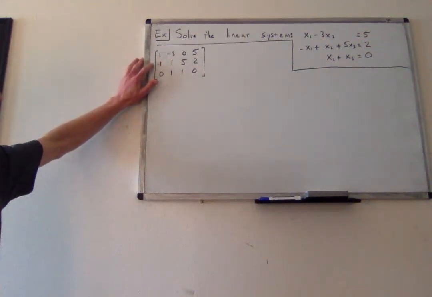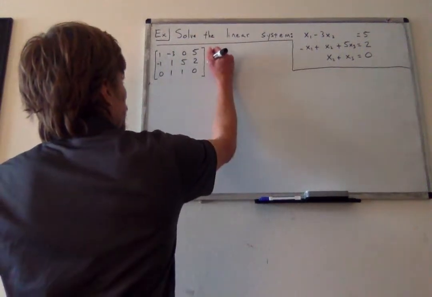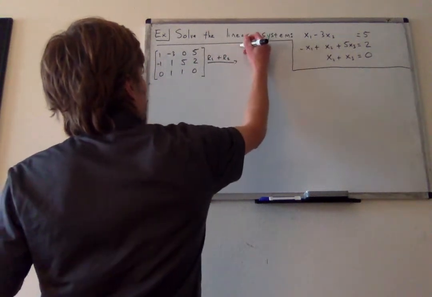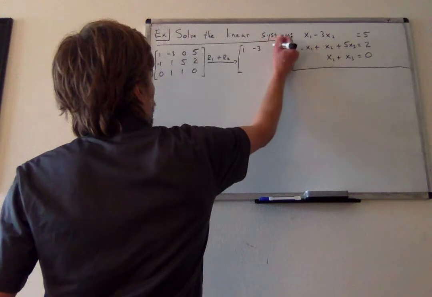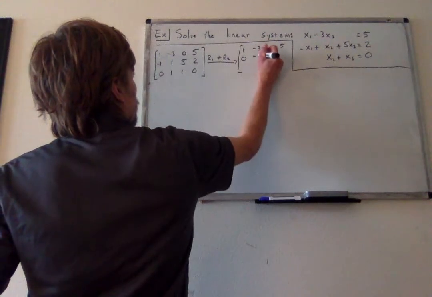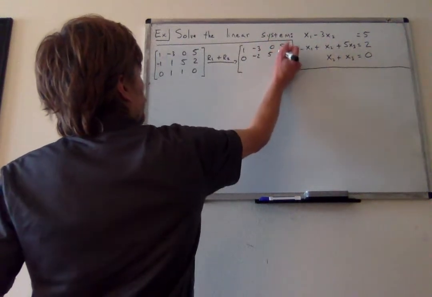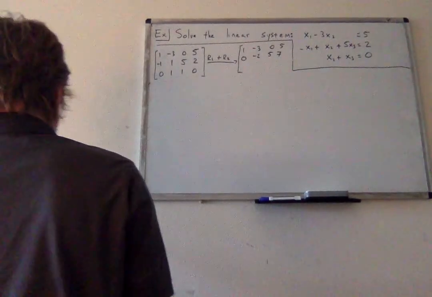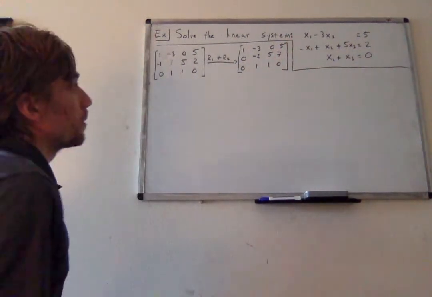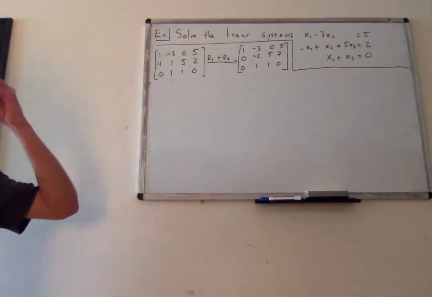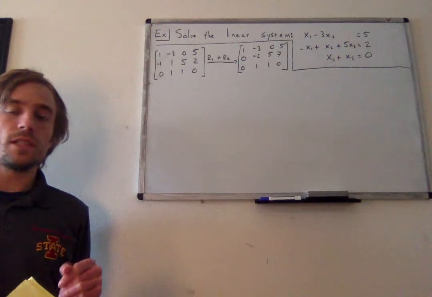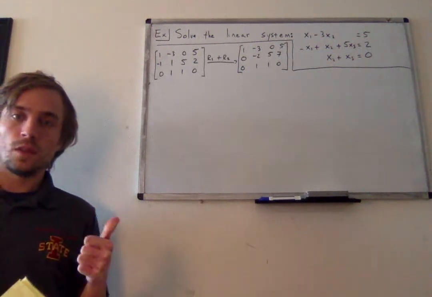So notice here, I've got a negative 1 in row 2. So to get rid of that negative 1, I'm going to do row 1 plus row 2, and I'm going to replace row 2 with that row sum. 0, negative 2, 5, 7, and 0, 1, 1, 0. Row 3 is left unharmed. So at this point, there are no more non-zero entries in the column below my first leading one, so I'm good there.